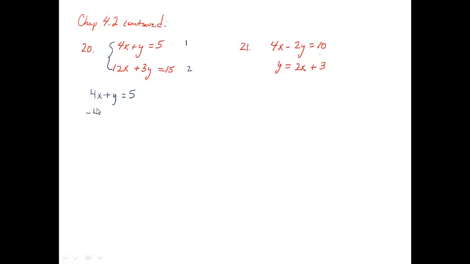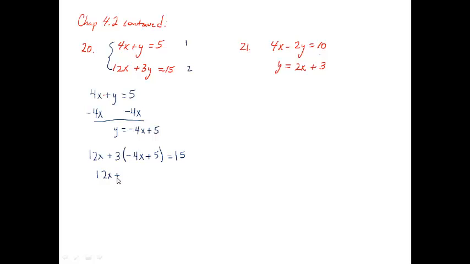So subtract 4x, and you end up with y equals negative 4x plus 5. Awesome. Then step 2 says take the solved equation and plug it back into the other one. And the other one's equation 2. So I have 12x plus 3 times, now instead of writing the y, I'm going to write negative 4x plus 5 equals 15. And I'm going to solve this equation for x.